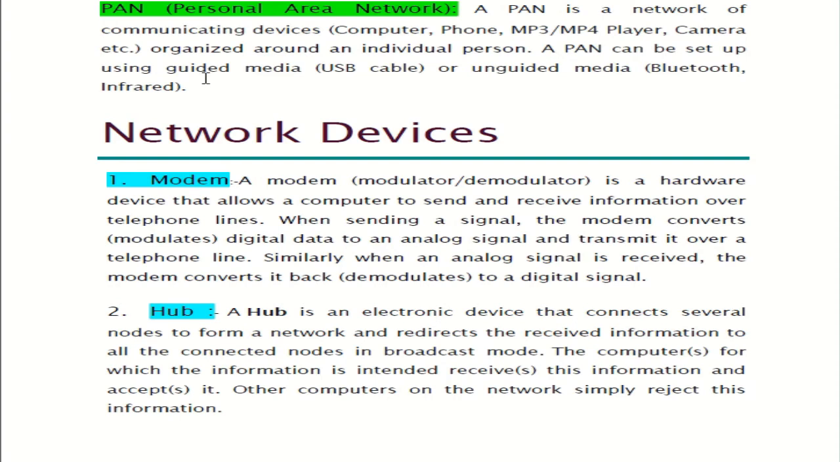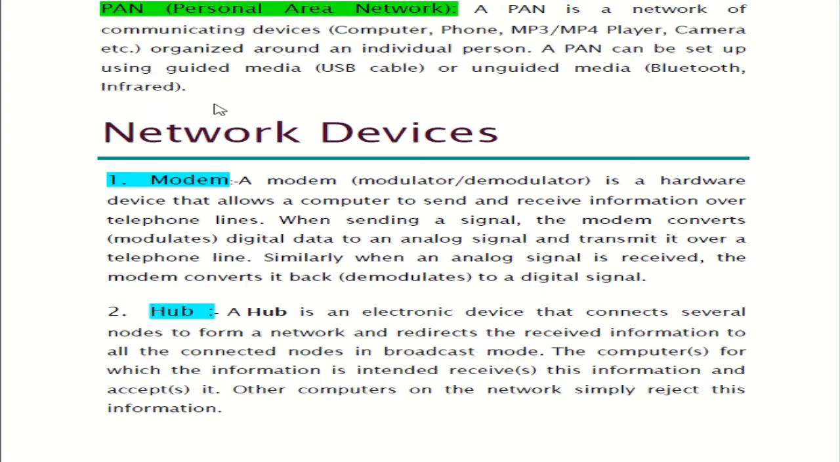Could be categorized as what? The PAN is a network of communicating devices like computer, phone, MP3, MP4, camera, etc., organized around an individual person. A PAN can be set up using guided media, for example a USB cable, or unguided media, meaning a wireless network like Bluetooth or infrared.